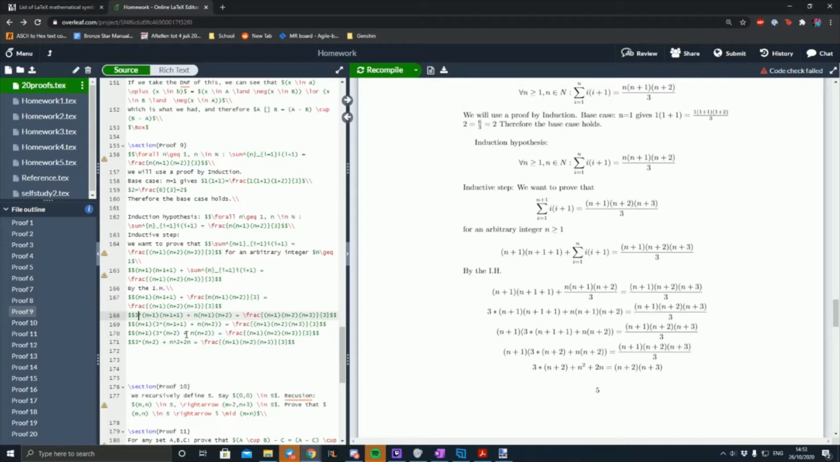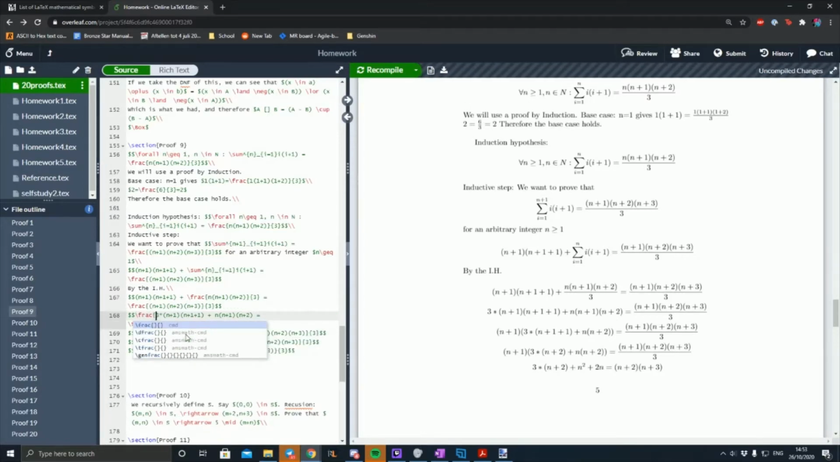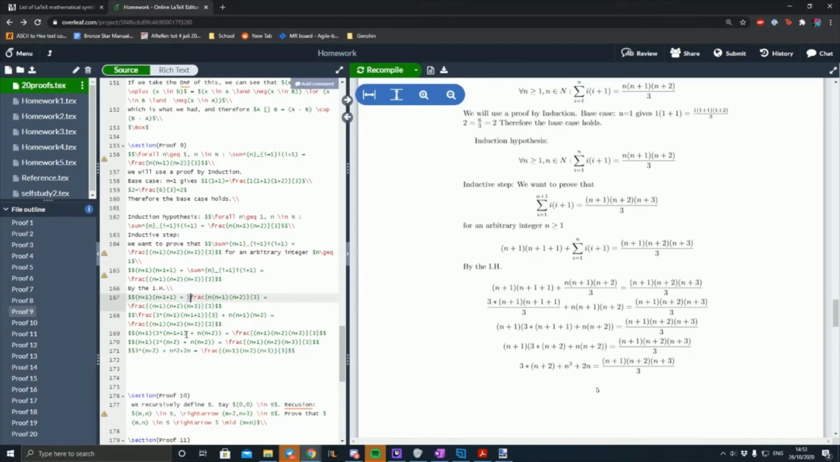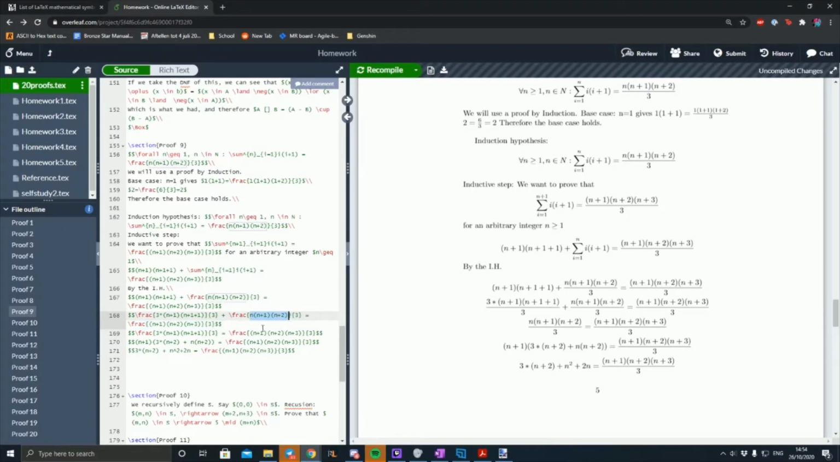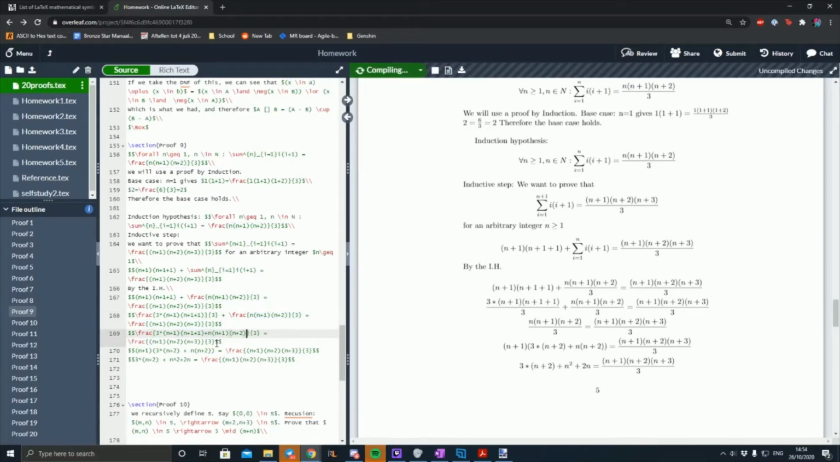To include this part in our thing, I have to do the fraction of this thing divided by 3 is equal to this fraction, which is equal to the fraction of this thing plus this thing over 3. I would not want to be the one who has to check this.